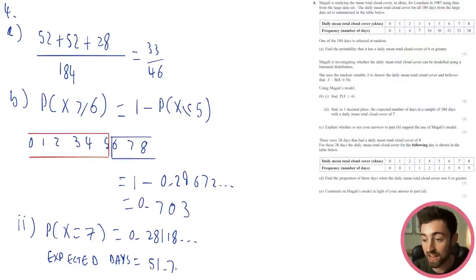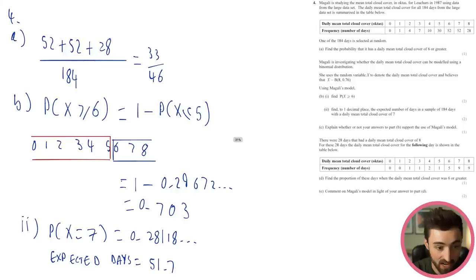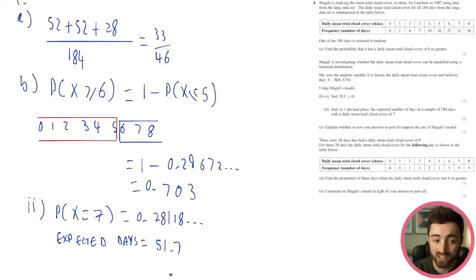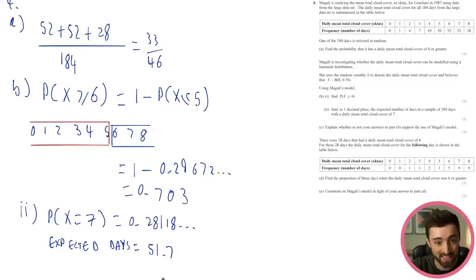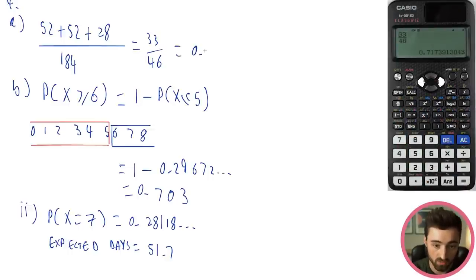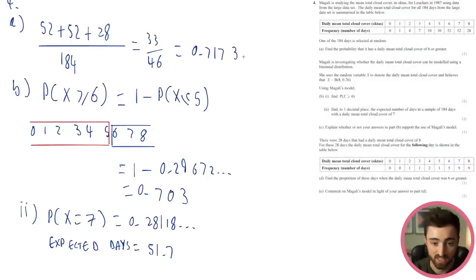Cool. Explain whether or not your answers to part B support the use of Magali's model. Okay, so what we now do is look at what the answers would expect, and then just compare it to what actually happened. So let's have a look at the first answer to part B, which is the probability that X is greater than or equal to 6. If you actually look at this, that's what we worked out in part A from the actual data, isn't it? It was 33 over 46. So let me just get that in terms of a decimal so we can compare. So this is equal to 0.7173, etc. Okay, and then we expected it to be, from our model, 0.703. They're pretty similar, aren't they? I reckon that's quite good.